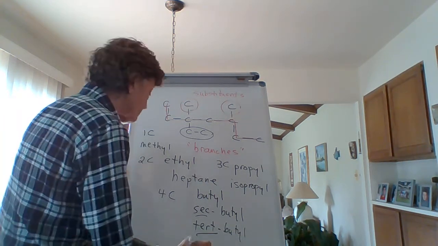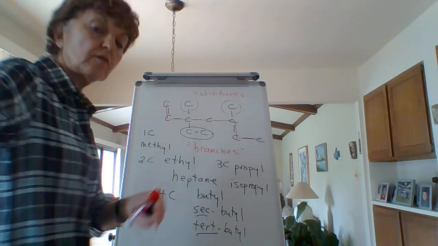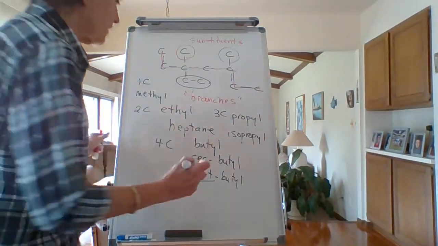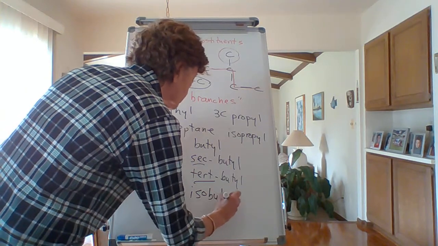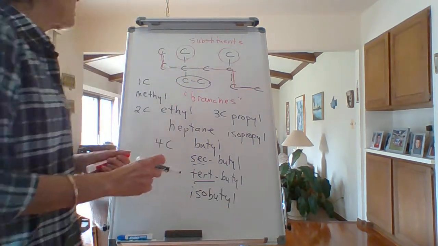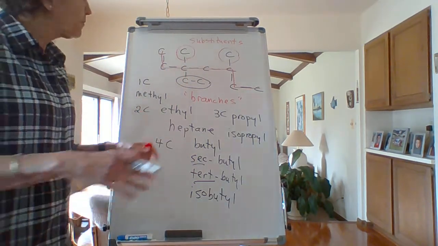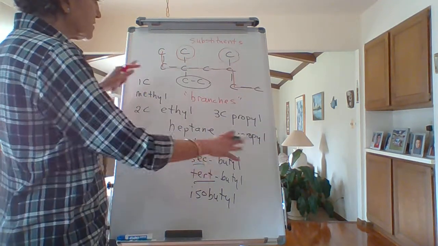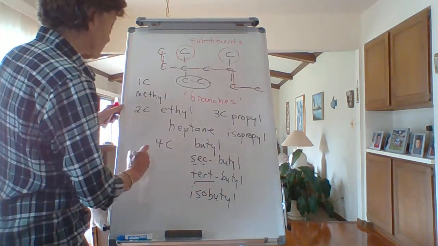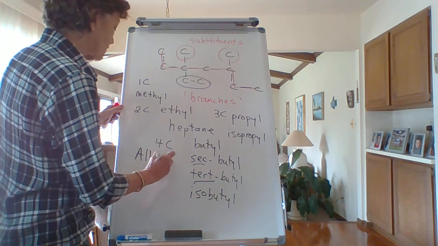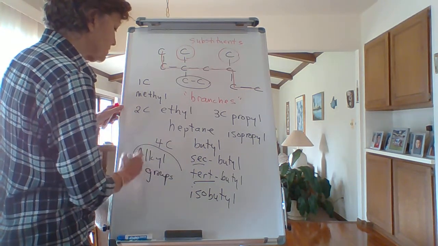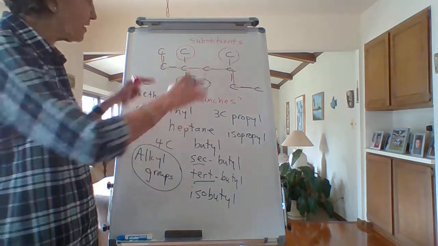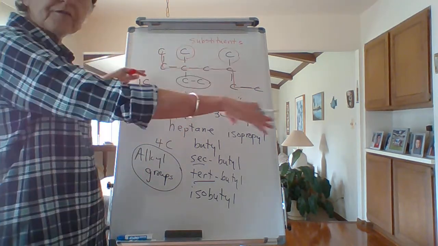And then finally, I don't know if you'll be able to see this. Let me move this a bit. Finally, there's an isobutyl. All right, so substituents. These branches are called alkyl groups. It's a big category called alkyl groups. These alkyl groups are carbon-containing branches that come off of the parent.